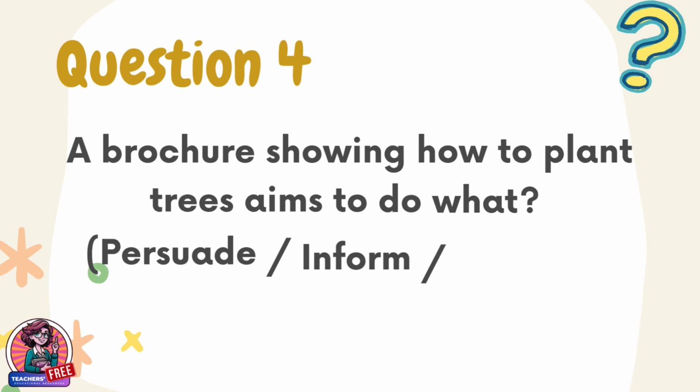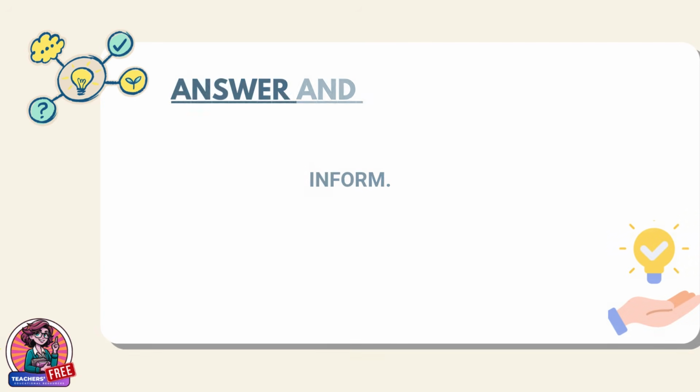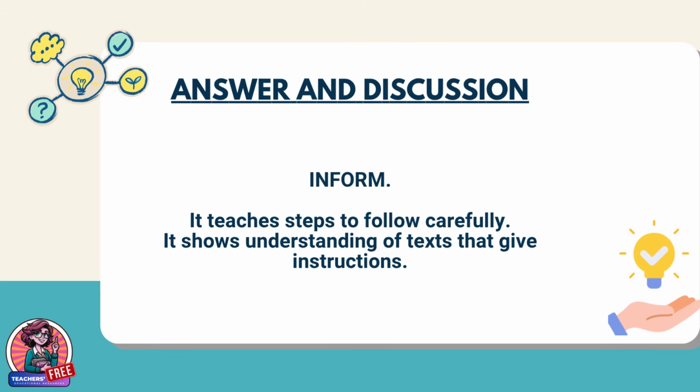Question 4. A brochure showing how to plant trees aims to do what? Persuade, inform, criticize. Answer: inform. It teaches steps to follow carefully. It shows understanding of texts that give instructions.